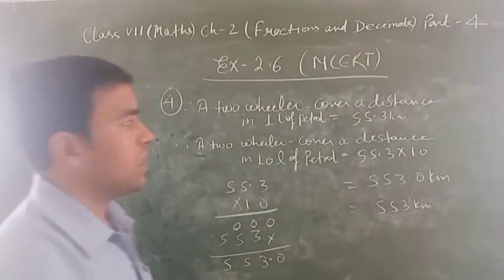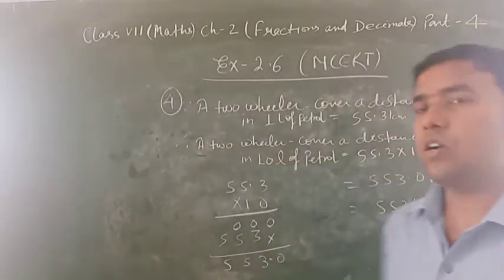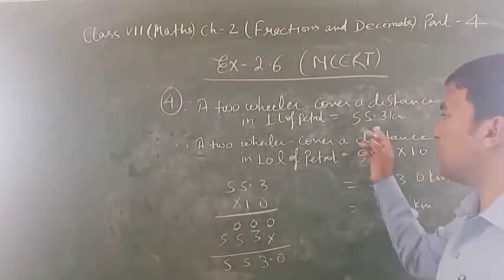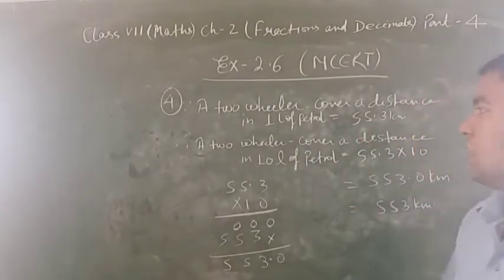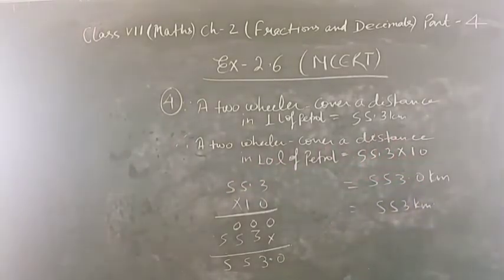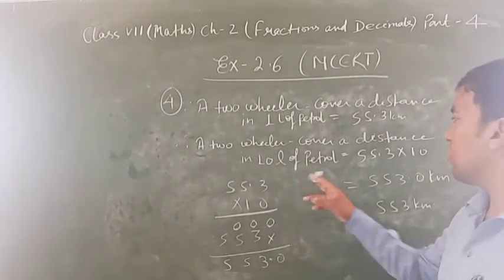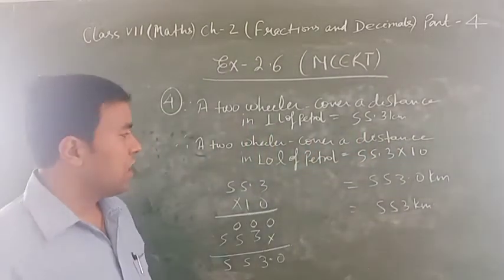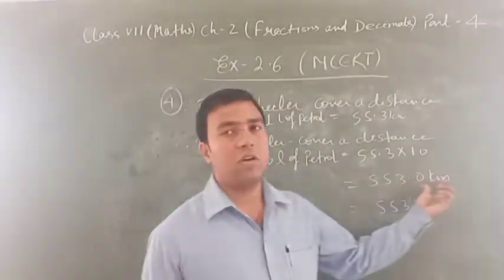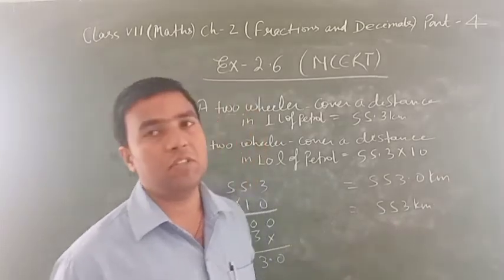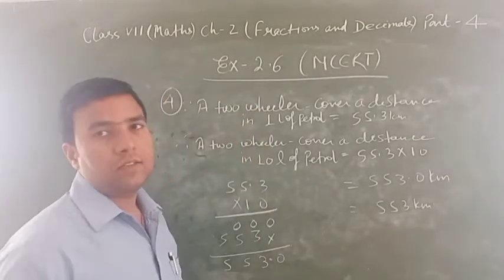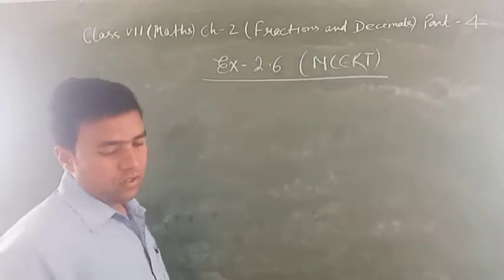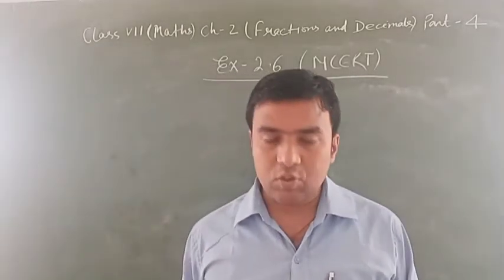Clear? Once again, a two-wheeler covers a distance in 1 liter of petrol equal to 55.3 kilometers. Therefore, a two-wheeler covers a distance in 10 liters of petrol equal to 55.3 into 10. Clear? After that, 553.0 kilometers means 553 kilometers. Note down. Question number 5. It is also multiplication like question number 1.